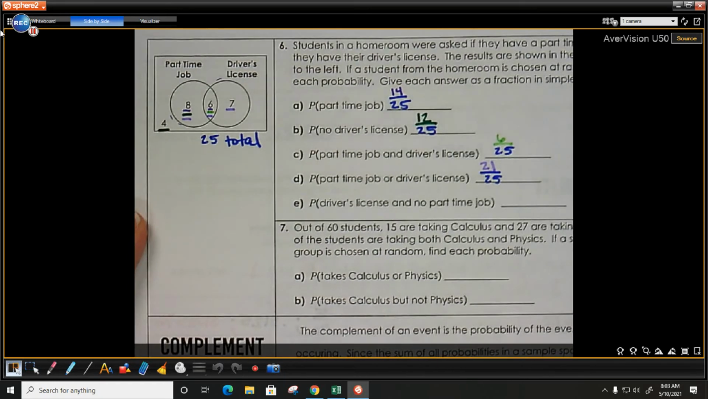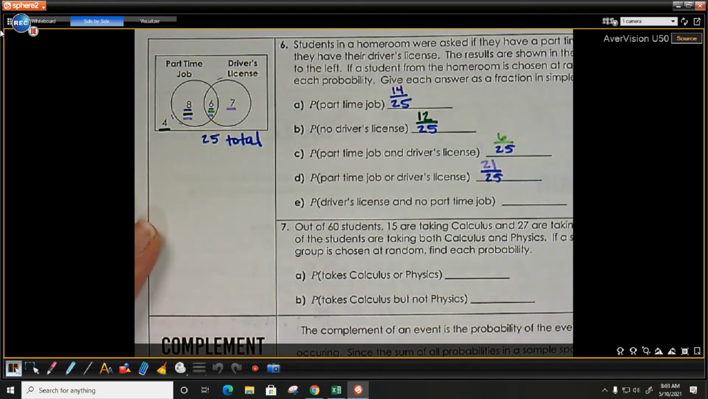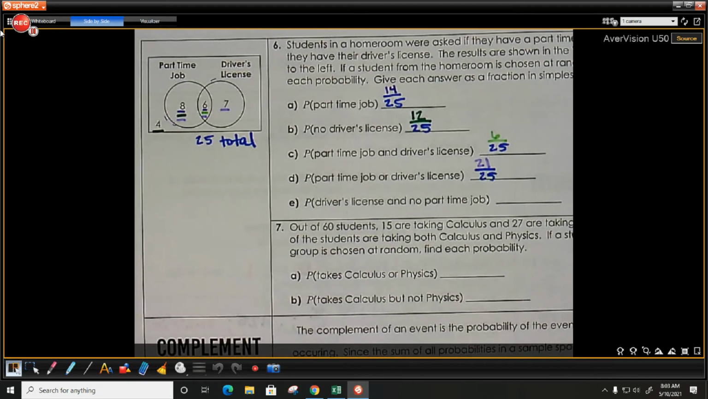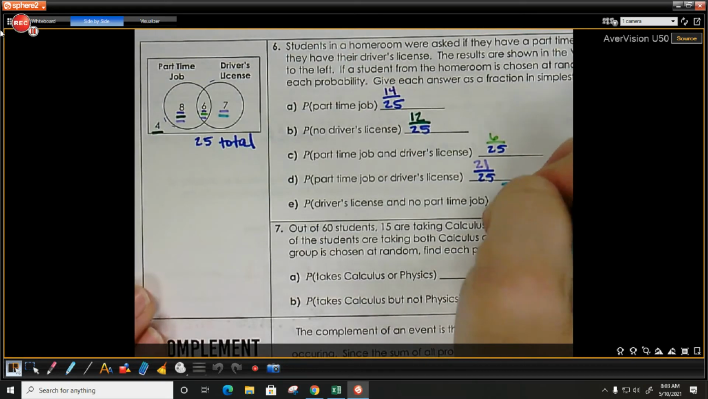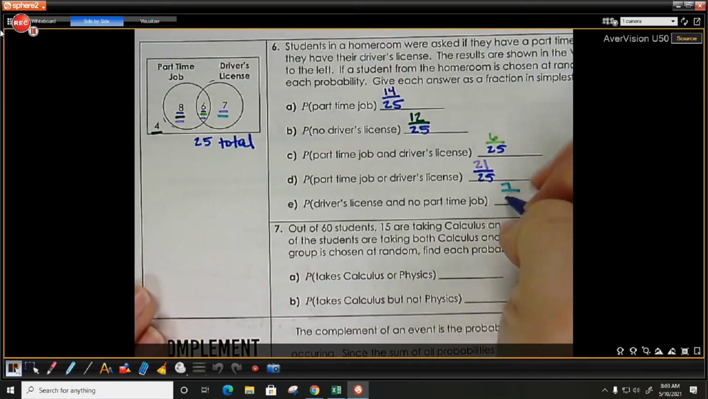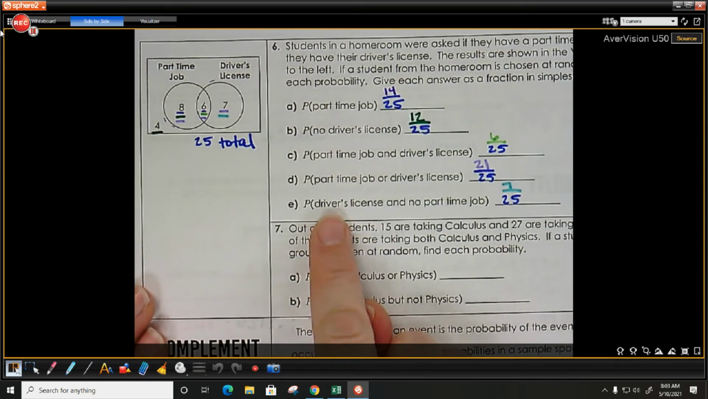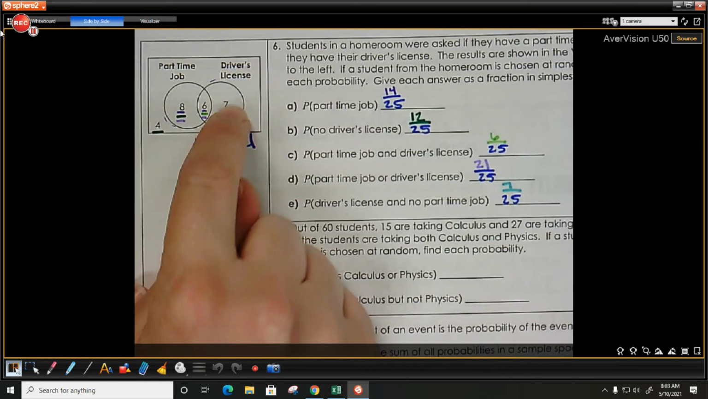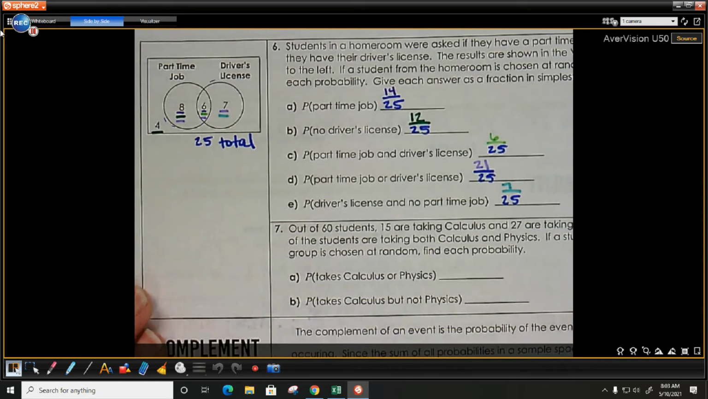And then what's the probability that you have a driver's license and no part-time job? 7 over 25. So that's just looking at the one that's just in the driver's license bowl. That you have a driver's license but no part-time job. So we are going to look at the driver's license circle, but we can't include the 6 because those 6 have part-time jobs. Good?